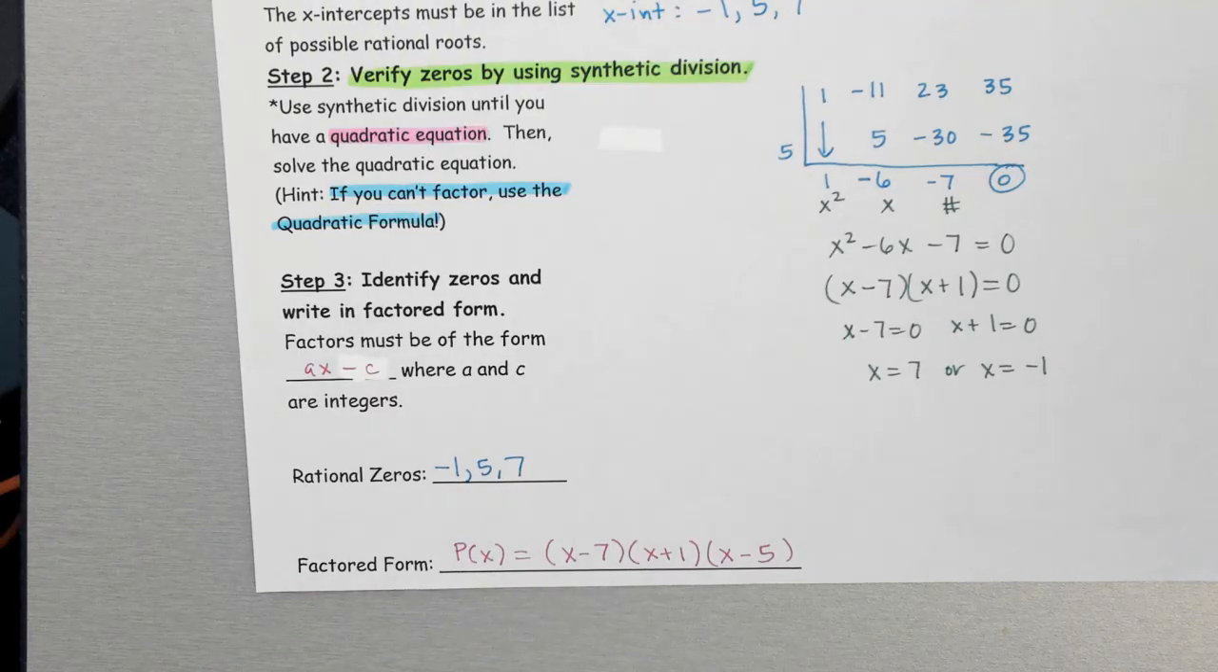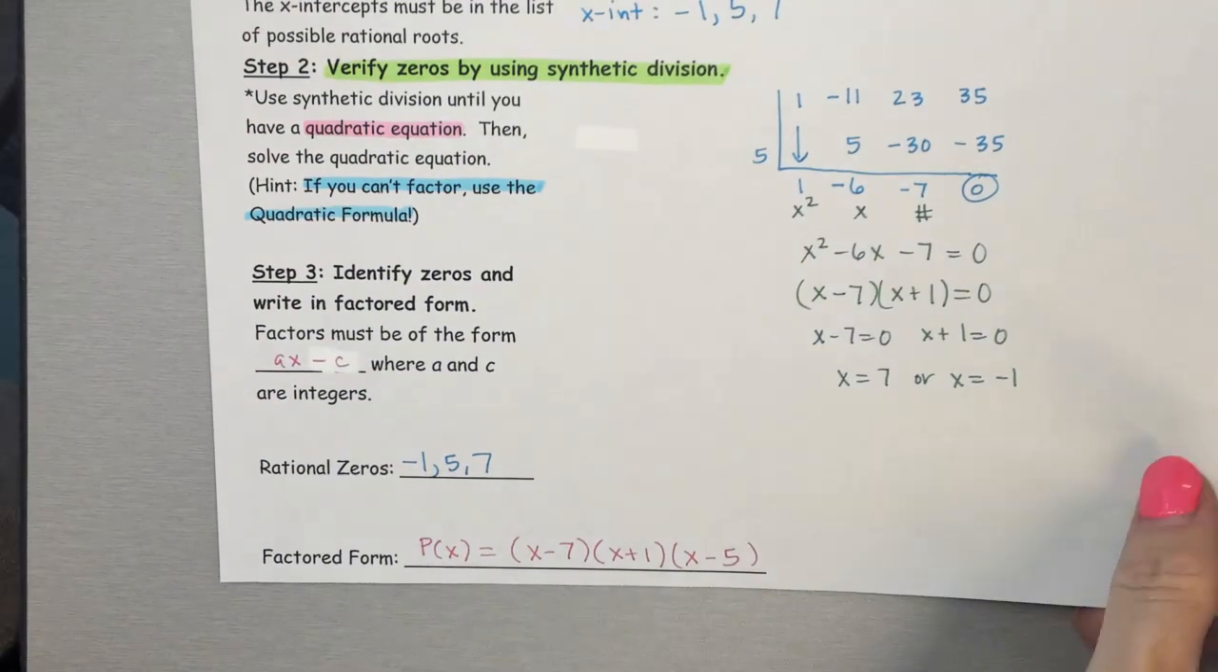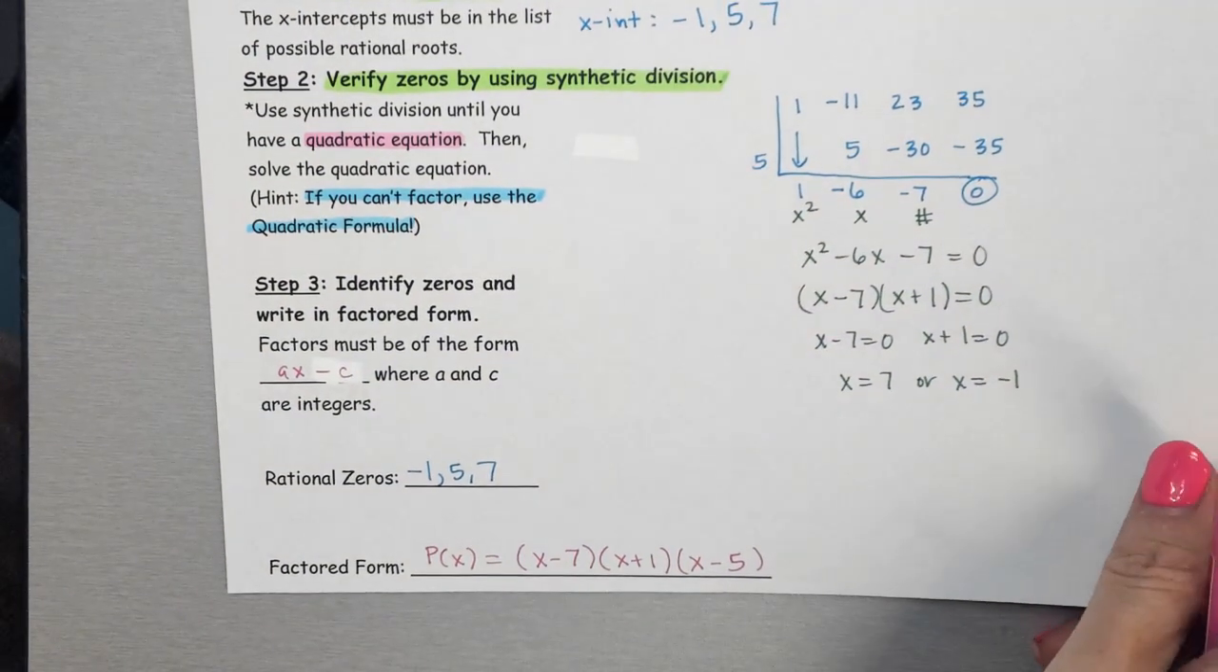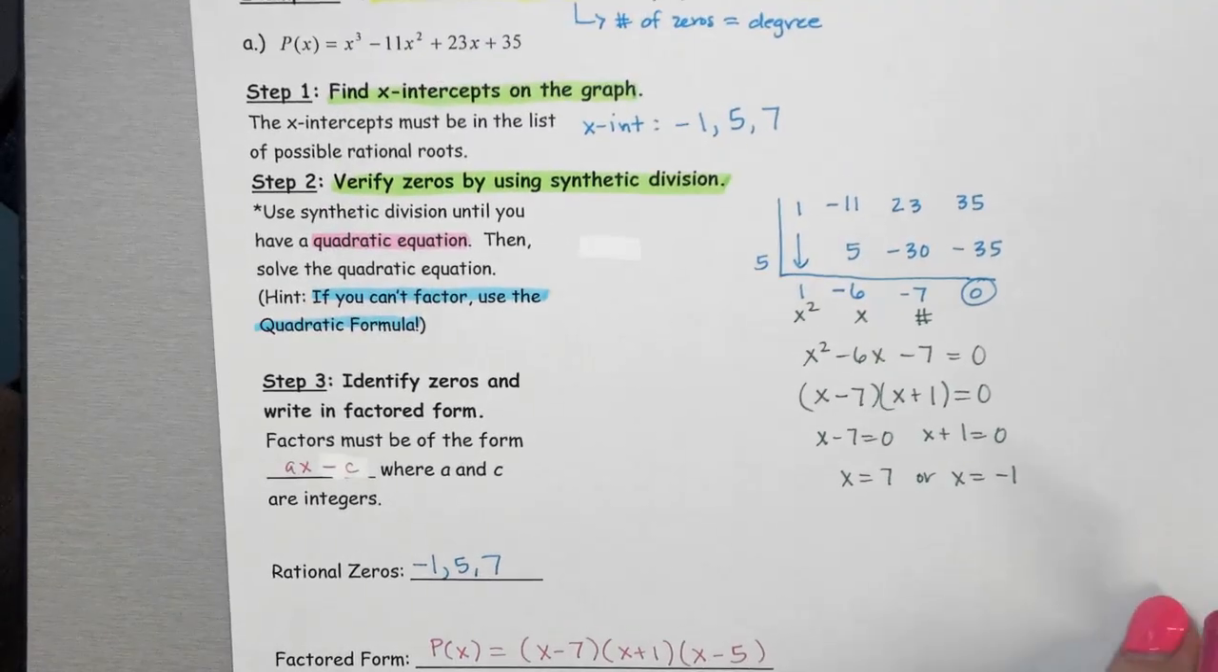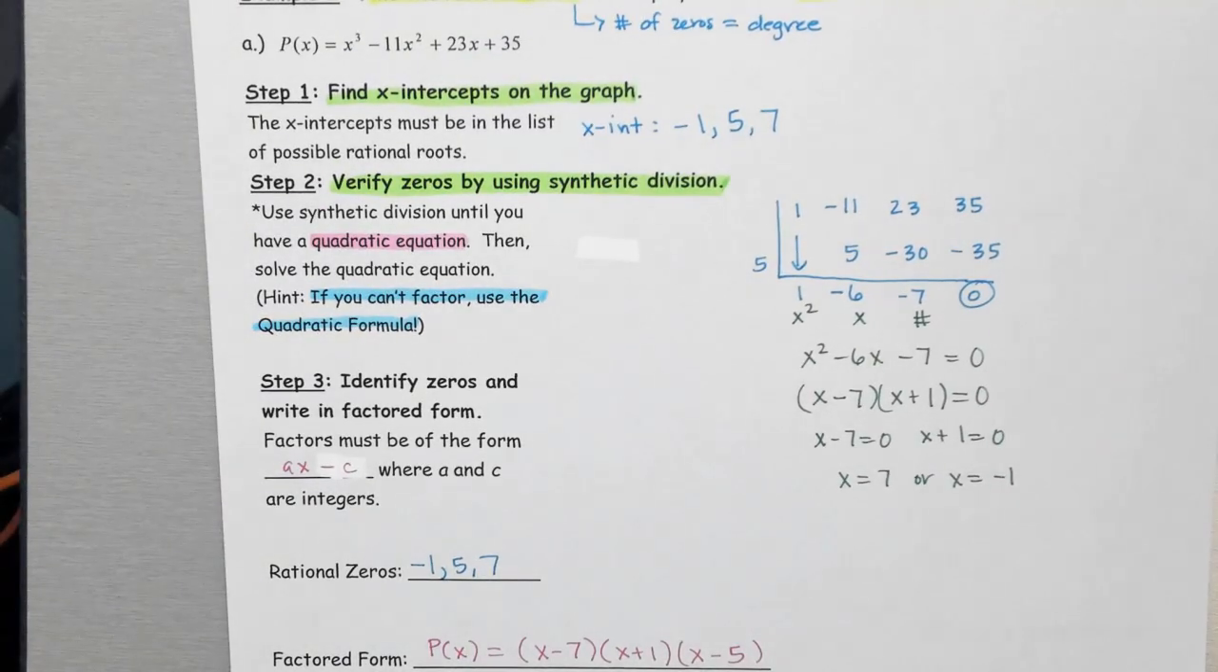All right, let's try the next one. I want you to go ahead and do those first 2 steps. So let's find the x-intercepts. Let's go ahead and graph it.